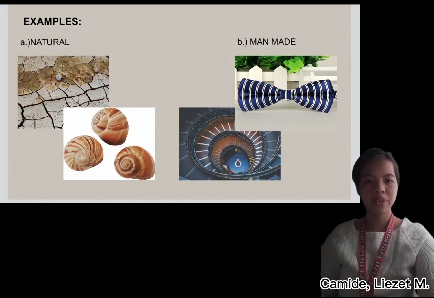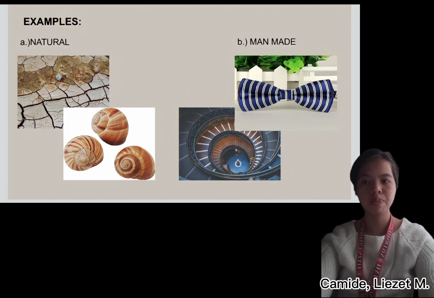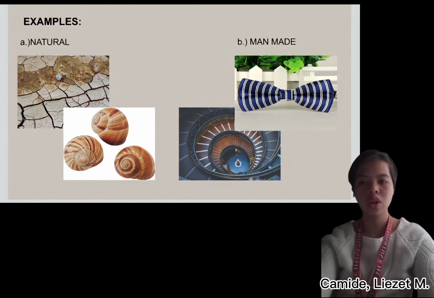As mentioned, pattern is created by repeating the elements of art in nature and within an artwork. The following are examples of natural pattern and man-made pattern. Letter A. Natural patterns. Based on the first picture, there is an example of cracks in farmland that may be caused by El Nino. The second example of natural pattern is the shell of a snail, which has a spiral pattern.